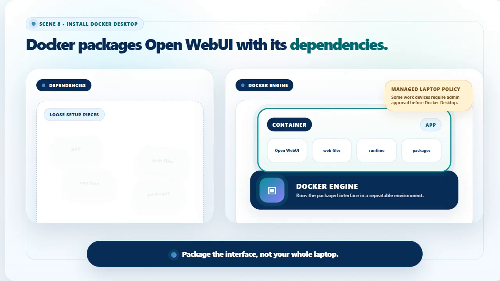That sets up installing Docker Desktop. Open WebUI can be installed in several ways, but its documentation recommends Docker for most users. Docker runs the interface in an isolated container, avoiding a long list of manual Python dependencies. Install Docker Desktop on Windows or macOS, or Docker Engine on Linux, using the official Docker instructions. Start Docker and wait until its engine reports that it is running.